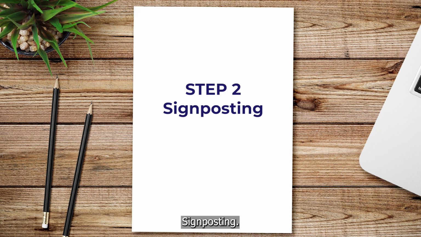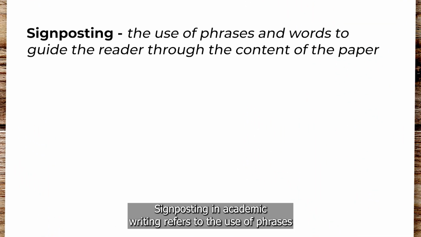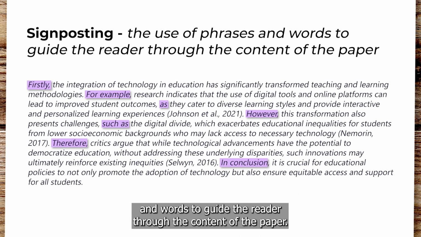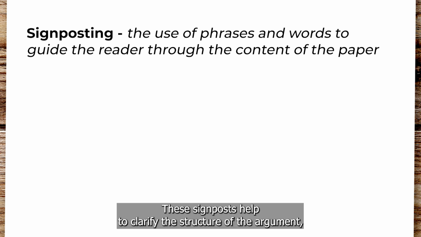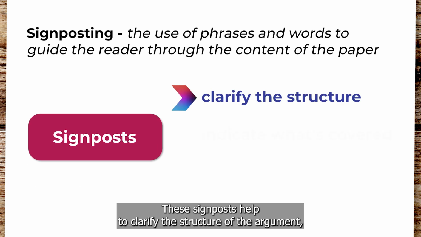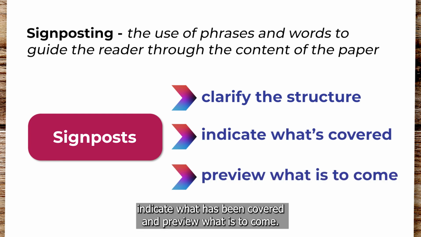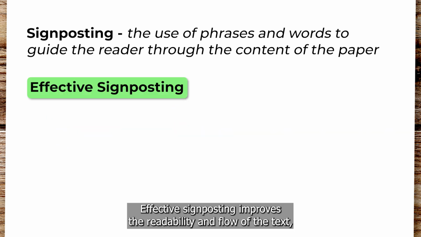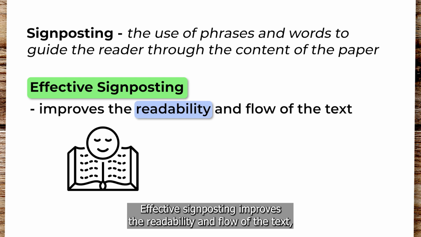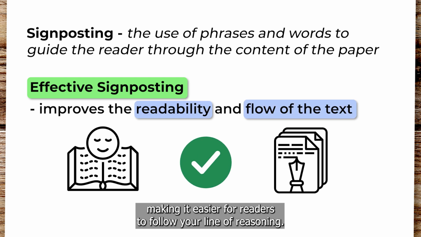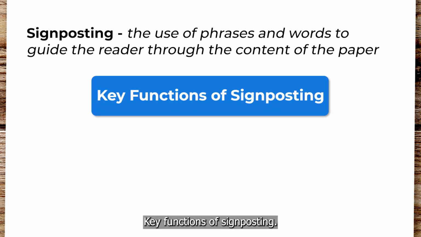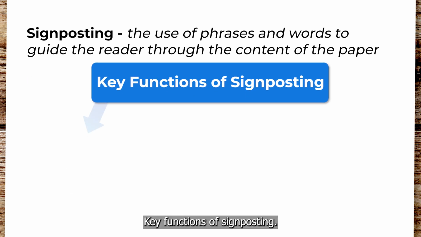Step 2. Signposting. Signposting in academic writing refers to the use of phrases and words to guide the reader through the content of the paper. These signposts help to clarify the structure of the argument, indicate what has been covered, and preview what is to come. Effective signposting improves the readability and flow of the text, making it easier for readers to follow your line of reasoning. Key functions of signposting.